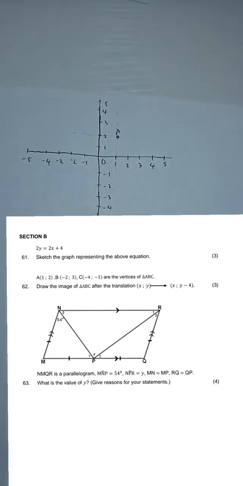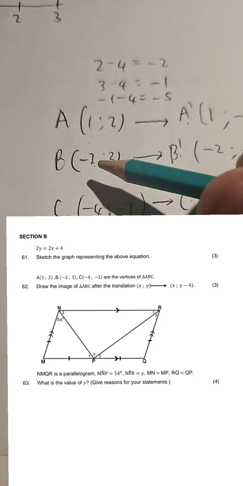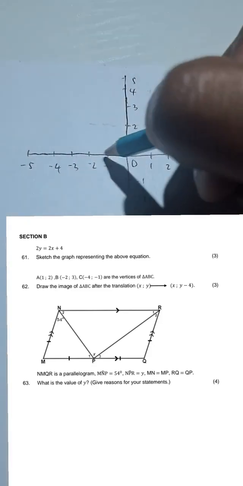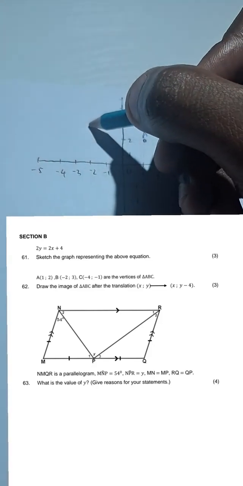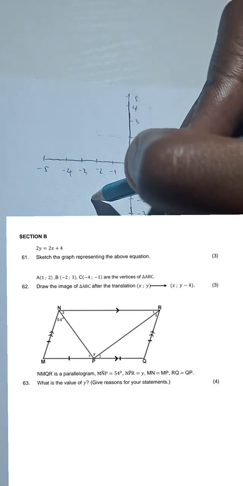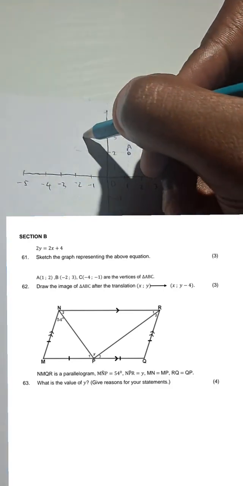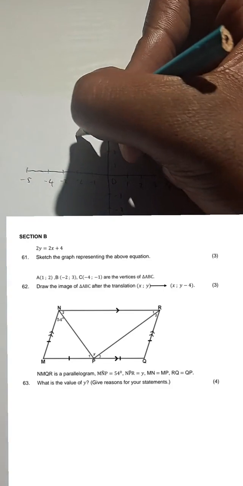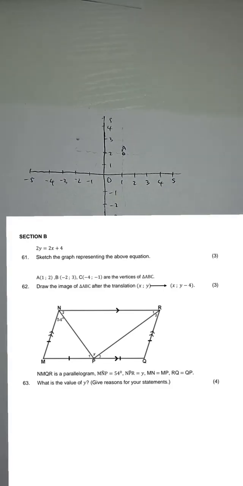Let's go to B. B is negative 2 and 3, where x is negative 2, y is 3. X is negative 2 everywhere on this vertical line. Then y is 3, everywhere on this horizontal line. Where do the two meet? Here. That's B.